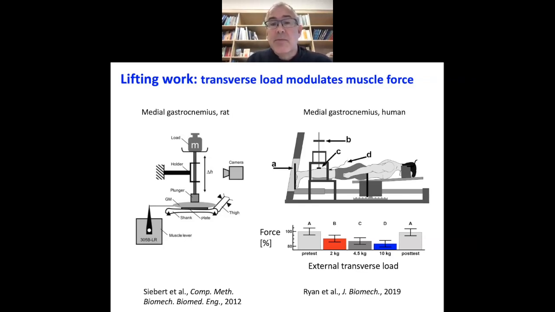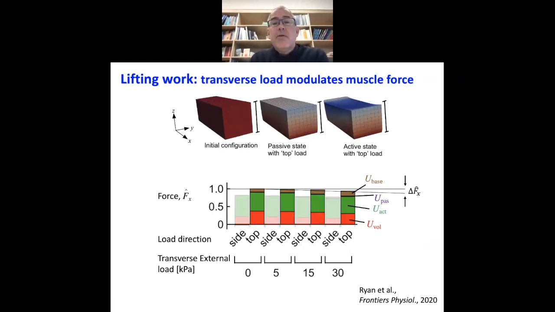But when we use our 3D muscle model, you find that if you put a transverse load onto the block of muscle, up here on the top, you see a decrease in the force that you get in the longitudinal direction, shown as this delta Fx. But we can now decompose it into which of the internal components within the muscle are contributing to this loss in force. And here we see there's a reduction in the volumetric component, which is contributing to this reduction in force.